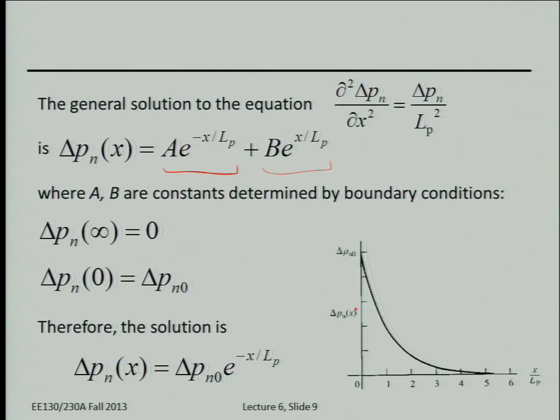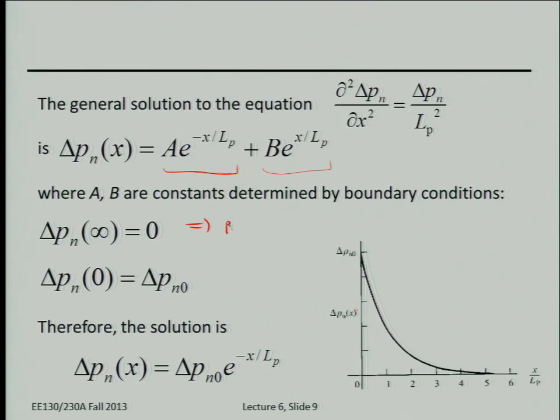So the general solution can either be an exponentially decaying function or an exponentially growing function. There are two unknown constants here, so you need two boundary conditions to solve for this excess carrier profile. Physically, it makes sense that the holes will die out if you go deep enough into the semiconductor, far enough away from the surface. So at x equals infinity, this function has to go to 0. That's the first boundary condition.